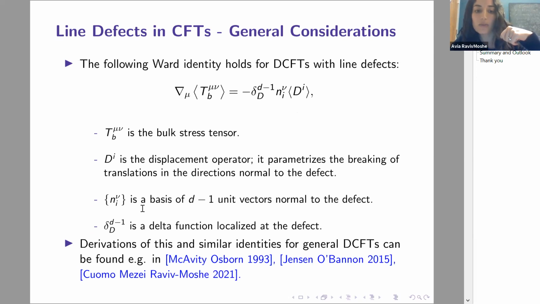n_i^ν is the basis of D-1 unit vectors that are normal to the defect, and δ_D is just the delta function that is localized at the defect. Now, one can understand this Ward identity as simply arising from the breaking of translations in the directions that are normal to the defect, but one can also formally derive it using a background field approach, where you vary the effective action with respect to the metric and the embedding functions, and derive these identities and also other identities for general DCFTs. Examples of such formal derivations can be found in many references: for example, in a paper by McAvity and Osborn from '93, in a paper by Jensen and O'Bannon from 2015, and in the appendix of a paper that we recently wrote together with Gabriel Cuomo and Márk Mezei.